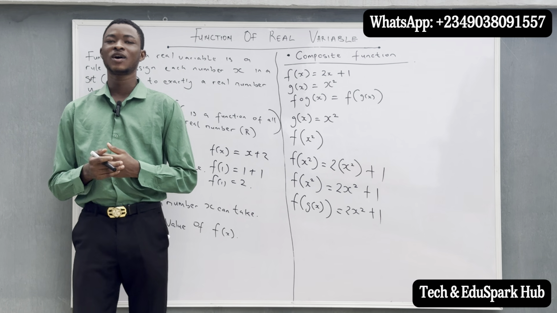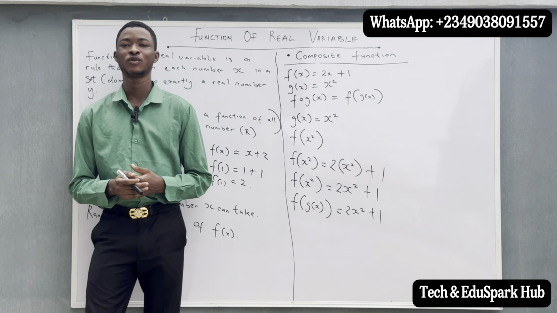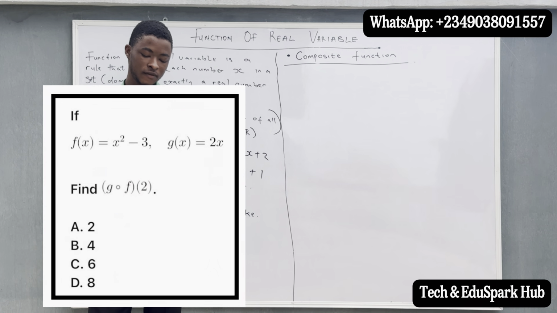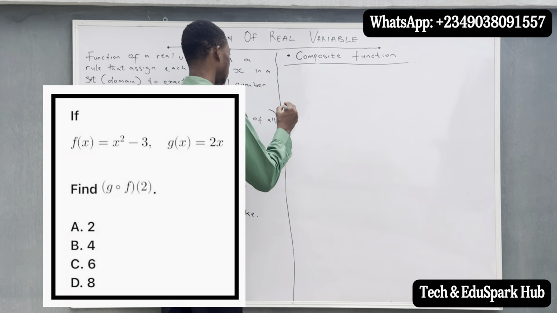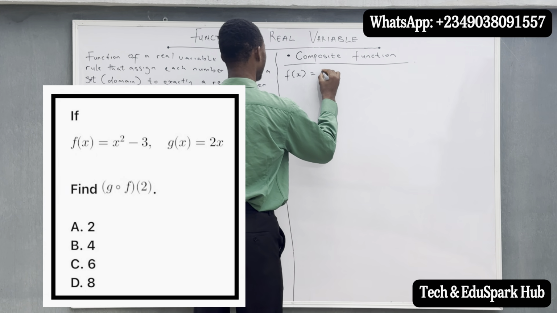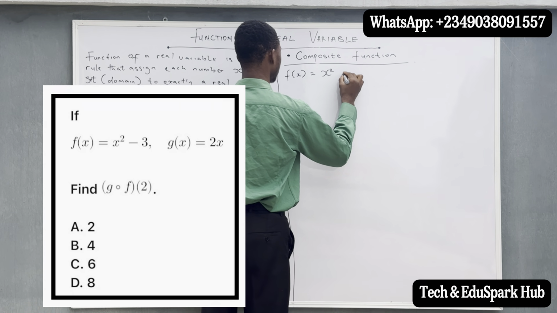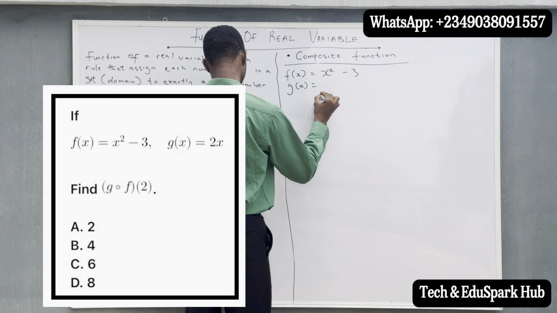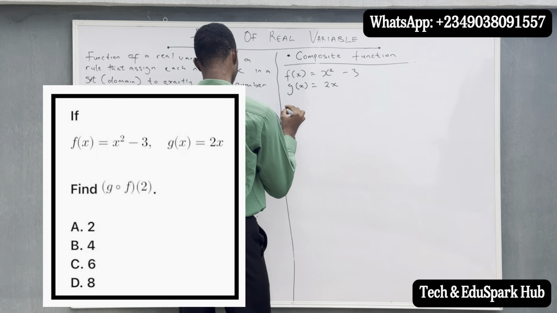So let's look at another question still under the composite function. Moving to the next question as displayed on the screen, the question says if f of x is equal to x squared minus 3 and g of x is equal to 2x, find g of f of 2. In this kind of question, let me just put that down. We have our f of x equal to x squared minus 3 and our g of x equal to 2x.